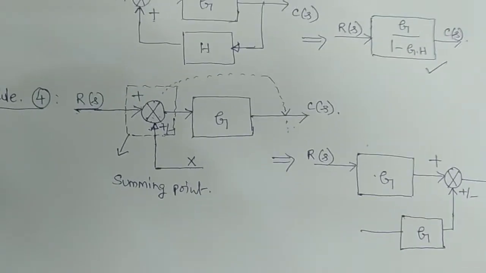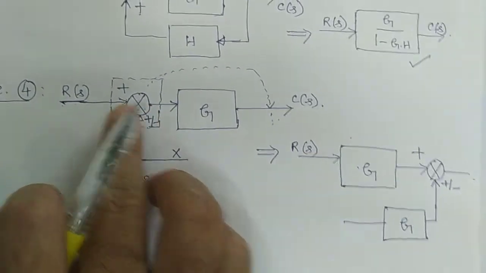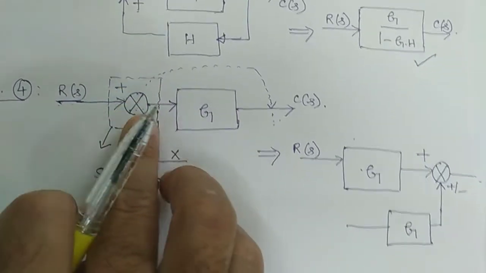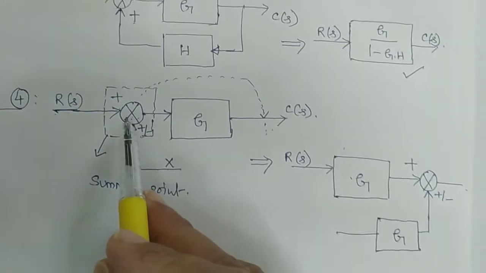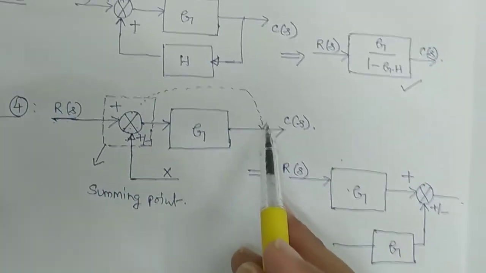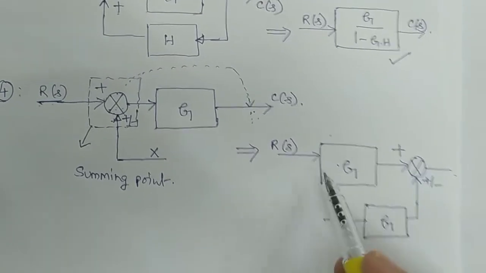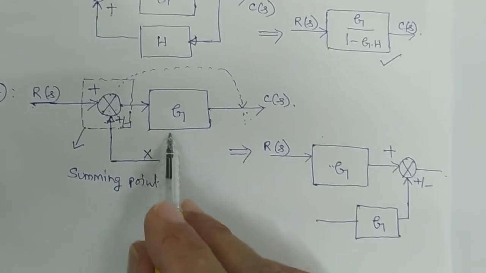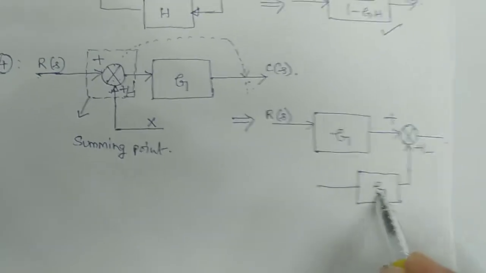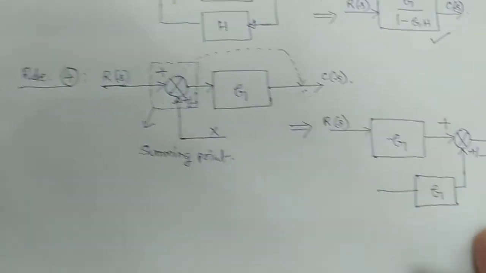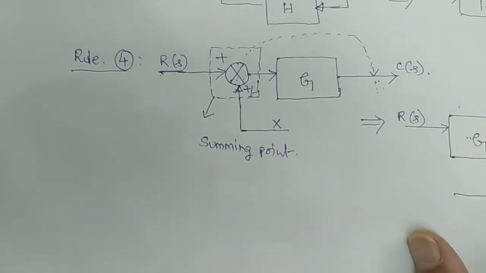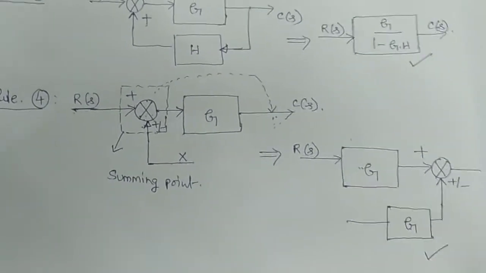Simply remember that if the summer is before the block, and I want to shift that summing point after the block, then in the simplification you write it as it is, but in this summing point the gain G will come here. That is rule number 4. This is one simplification. Now let us see rule number 5. What is rule number 5? Let us see.